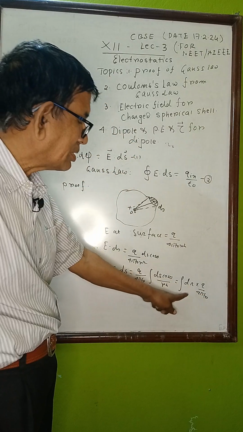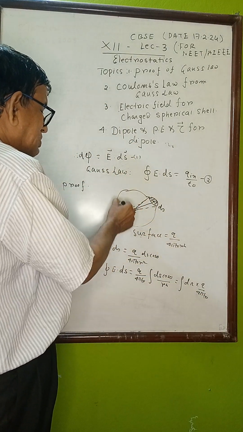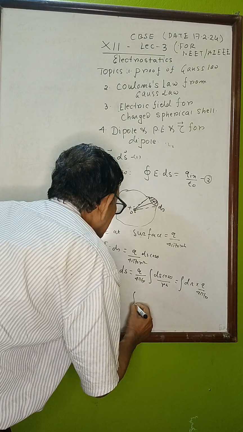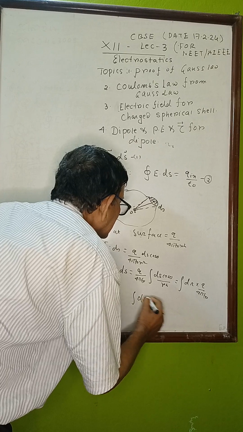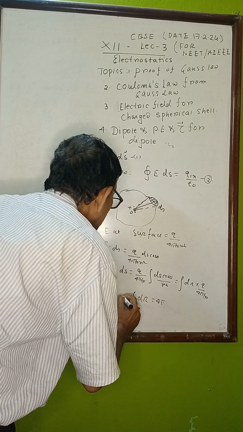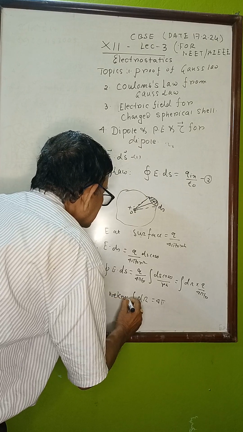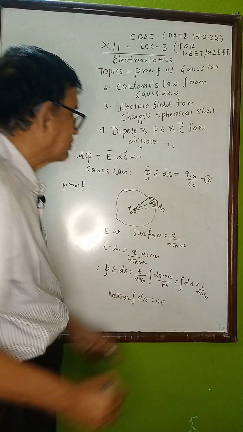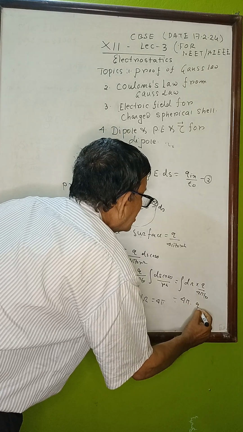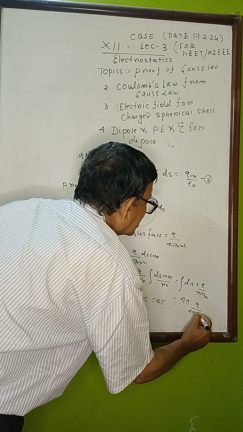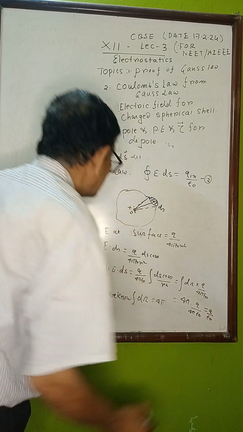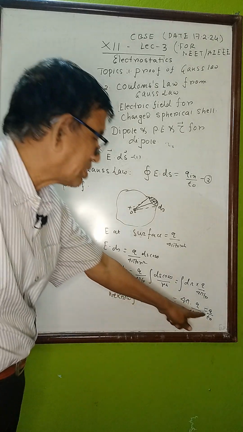Now you know, if you consider the total Gaussian surface, the integral of the total solid angle equals 4 pi. We know. So d omega integrates to 4 pi. So you are getting 4 pi into Q by 4 pi epsilon naught. 4 pi cancels, Q by epsilon naught. That means we are getting total flux equal to Q by epsilon naught.